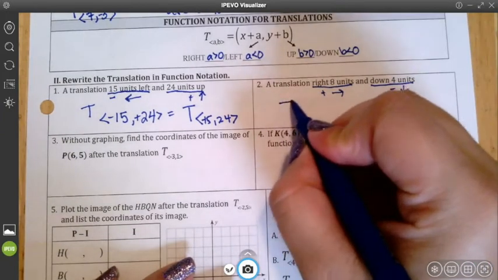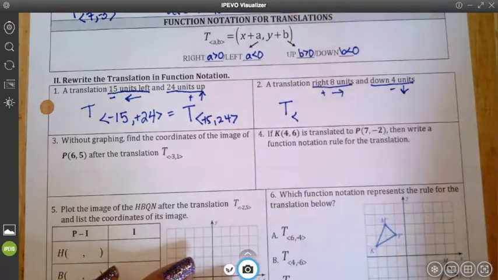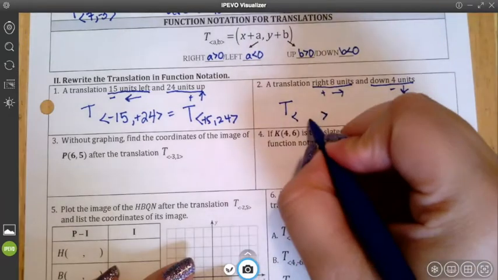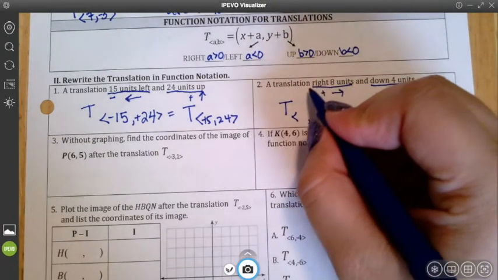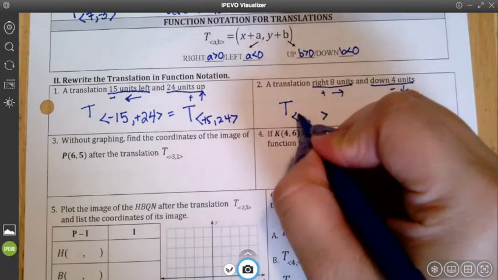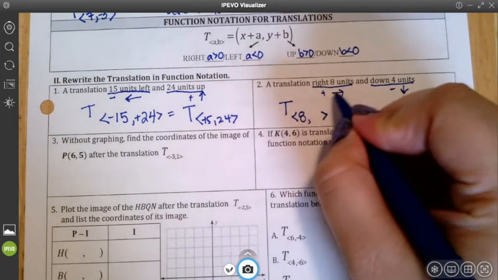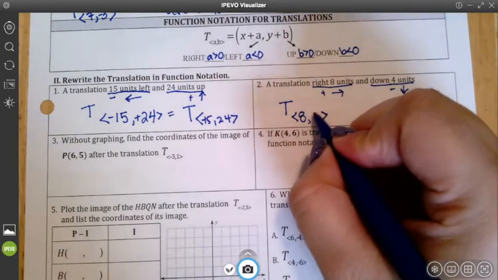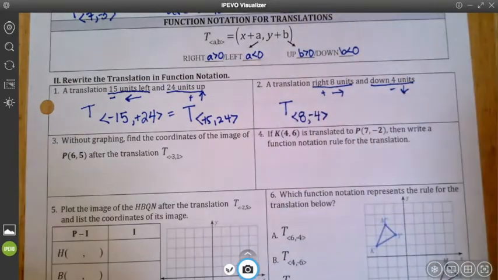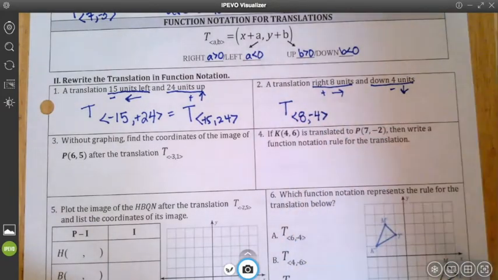So this is a transformation, subscript, vector notation, the pointy brackets. It's the same symbols as less than or greater than. So we're doing right 8 units, that's positive 8. Make sure you always do right and left first. Even if it was listed second, we move it first. And then down 4 units is minus 4. Always x direction and then the y direction.